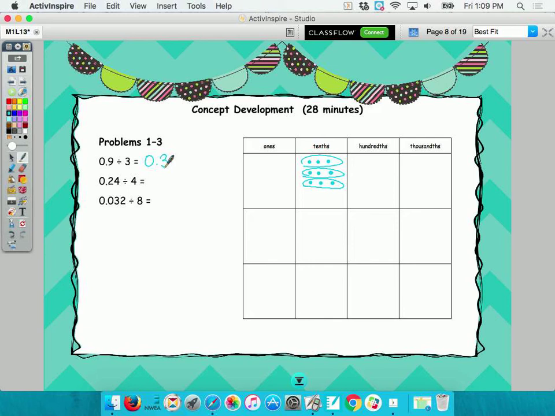Now, we're going to strategically place those dots though, aren't we? So how many rows should we make? 4. Why? Because it says 4. That's the divisor. That's going to be our groups, isn't it? We're dividing by 4. So we will place 4 rows. How many are going to be in each row? 6.